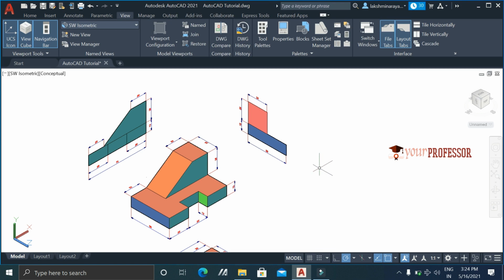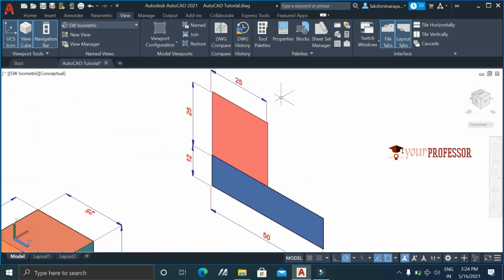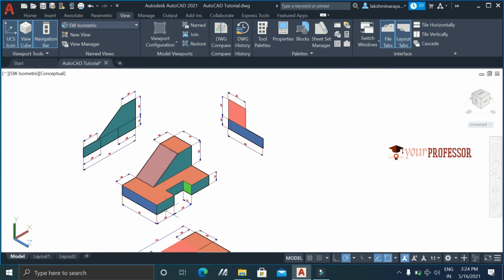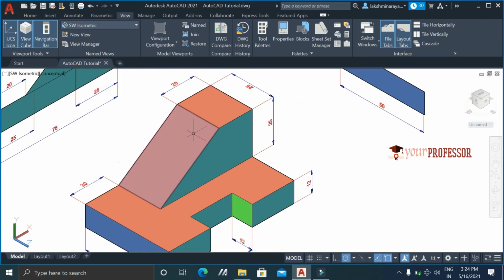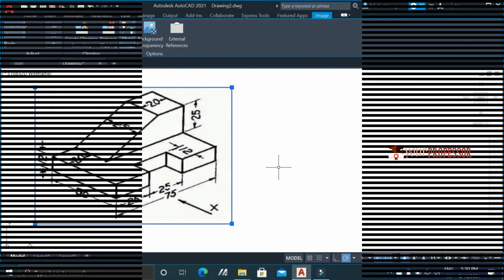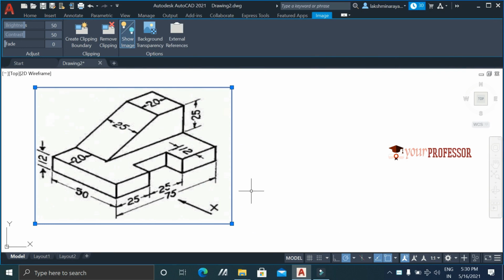Let's see how to draw this. Here I represented along with dimensions for all the views. Let us see how we can represent all these. Let's consider the given problem. This is the given problem. Let us draw the orthographic views. First, let us start with the front view.